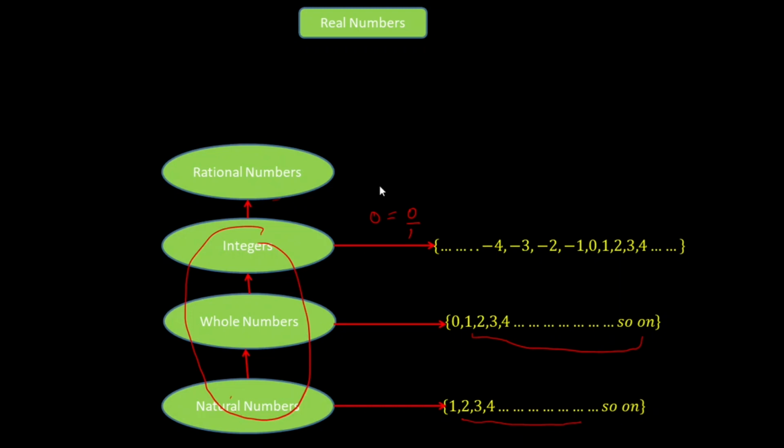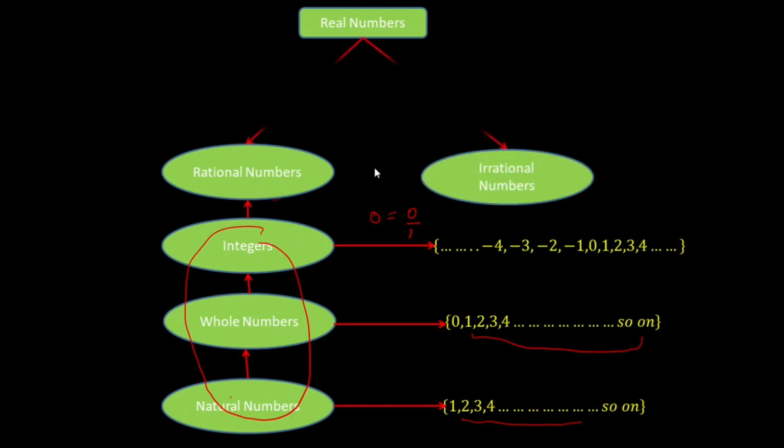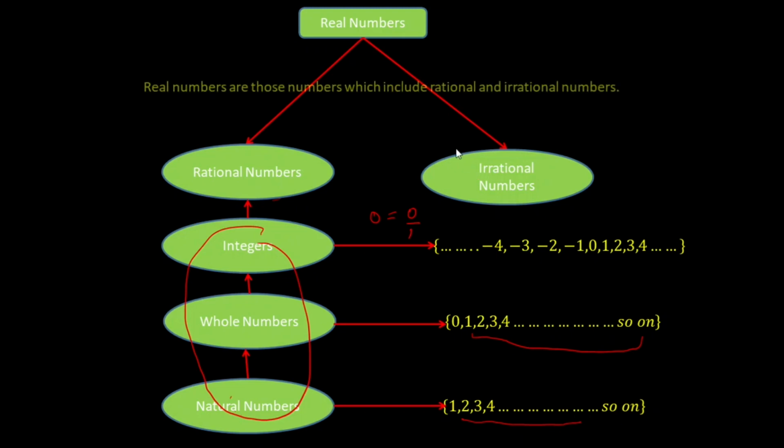Next one, irrational number. You know already what irrational numbers are. If I combine these two groups of numbers in one group, this one group is called real numbers. So what are real numbers? Real numbers are numbers including rational numbers and irrational numbers. That's the definition. Real numbers are those numbers which include rational and irrational numbers as well.